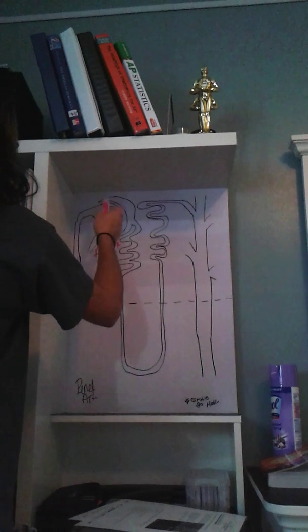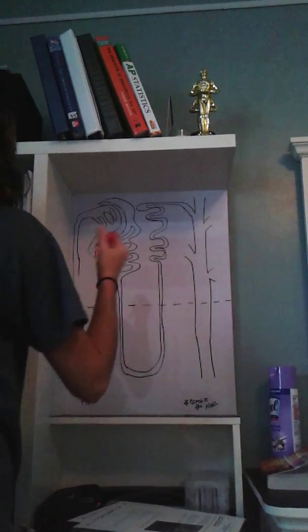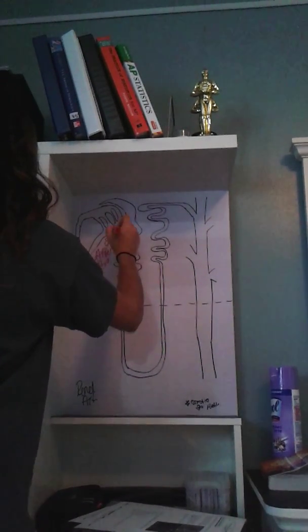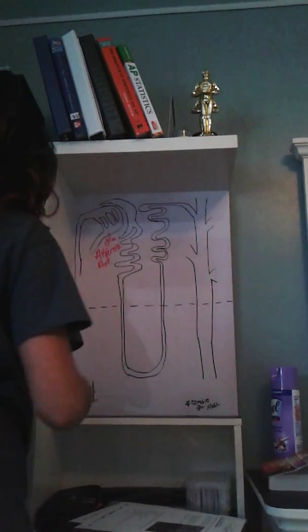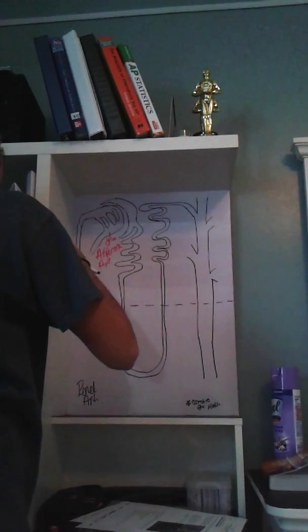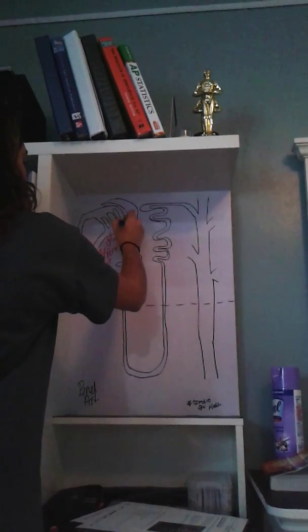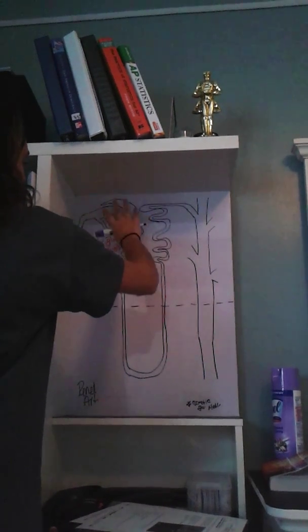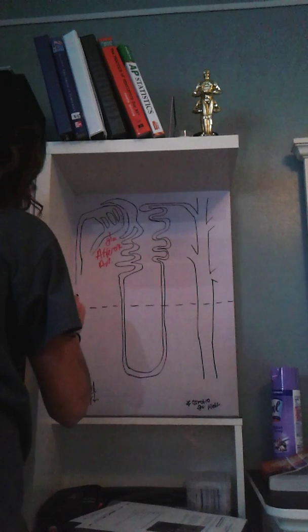And this basically turns into the glomerulus, which is a network of capillaries. And this is the glomerulus. Okay, and then from here, everything that's being carried in the blood, like amino acids, H2O, waste products, and glucose, diffuse out into Bowman's capsule to become filtrate.